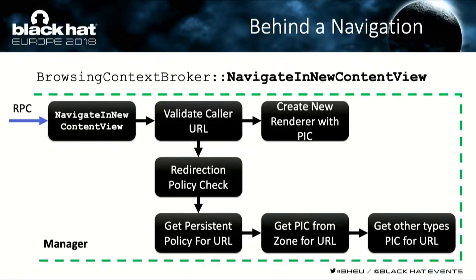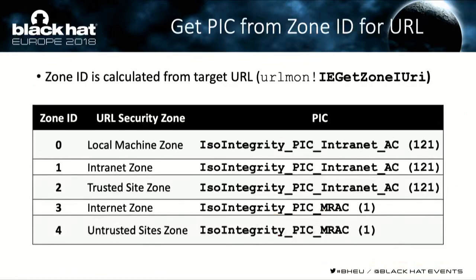Manager will also check the target URL with redirection policy and determine the type of renderer to use. A new type of page renderer will be used for a blank page, a local zone renderer for a local file, and a privileged renderer for the settings page. When navigating to local zone, manager will get the PIC from zone ID for the target URL. Zone ID is calculated from the target URL by calling the ie_getZoneIURL function. Manager will create a new local zone renderer process with PIC 121 if the target URL is in local machine zone, intranet zone, or trusted site zone.